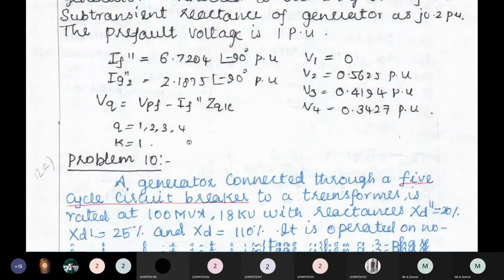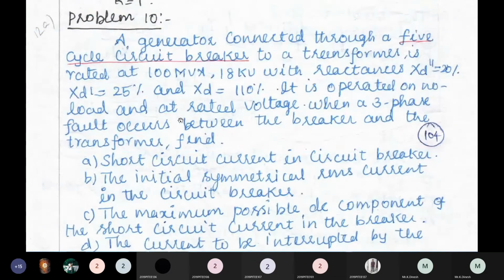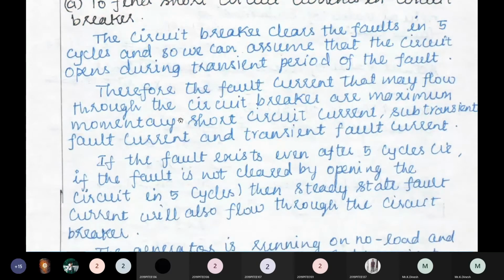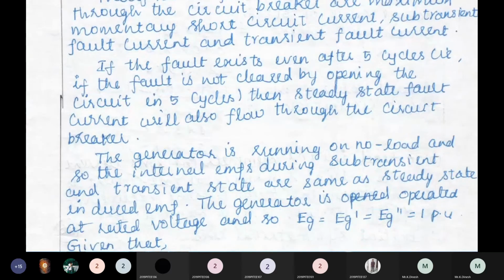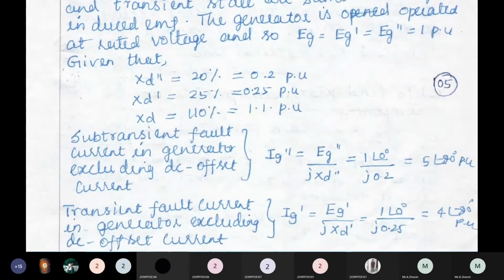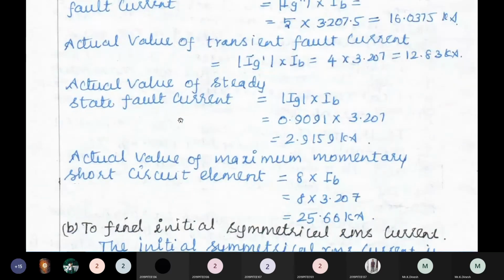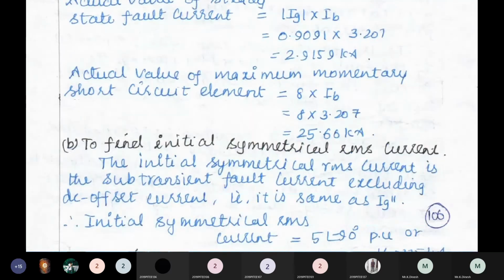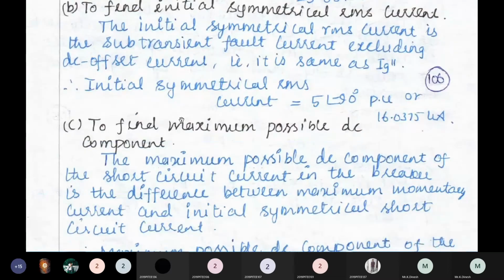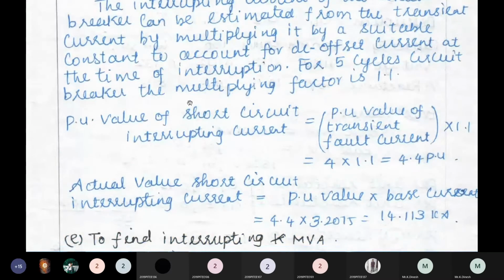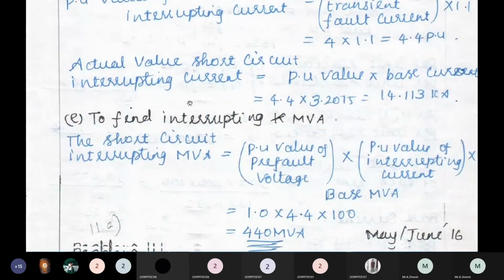So 10th we have already taught. Now we are going to learn our short circuit problem. We have 2 more problems in this unit. Two problems in the unit.